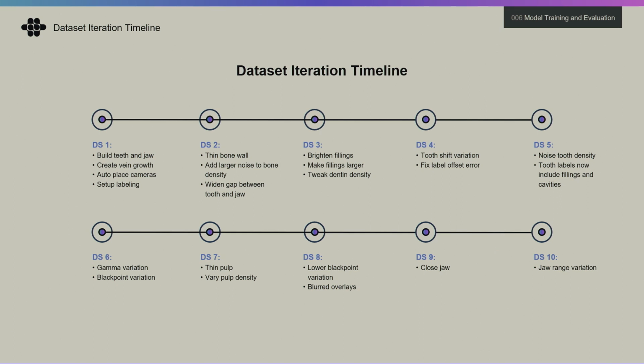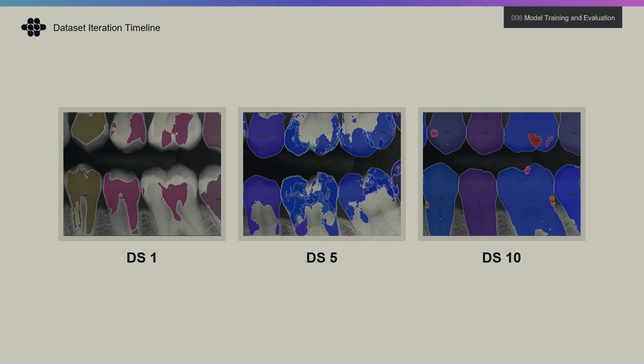Like dataset 9 and 10 was all about just getting the right jaw rotation, because the network was classifying upper and lower tooth as a single class or a single observation. So we needed to have better variability in how we presented that. And you can see this progression through these images here as we work our way through the dataset generation step.